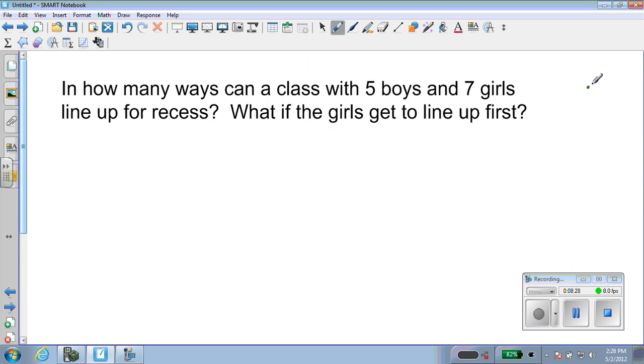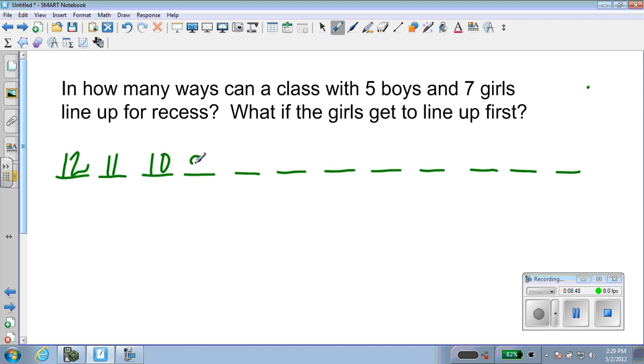Okay, how many ways can a class with 5 boys and 7 girls line up for recess? Well, first of all, we'd have to figure out how many people are in the class. 5 boys, 7 girls, that's 12. Doesn't matter how they line up. Any one of the 12 could be first, and then 11, 10, 9, 8, 7, 6, 5, 4, 3, 2, 1. Which I would use 12 factorial in my calculator for sure.